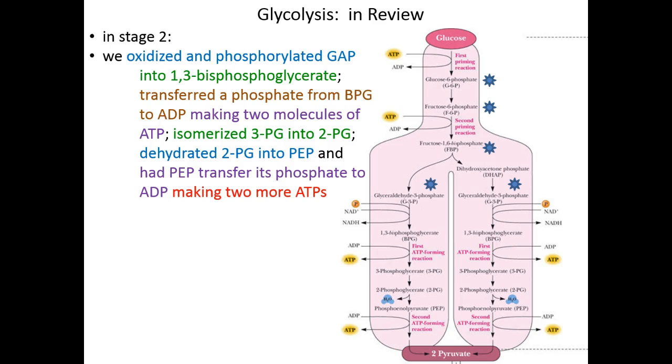We then engage in what we are perfectly content to call an isomerization reaction, actually a mutase reaction, where we move that phosphate group from carbon 3 to carbon 2, creating 2PG, and then via a dehydration reaction, we convert 2-phosphoglycerate into phosphoenol pyruvate. PEP, or phosphoenol pyruvate, also has a high phosphate transfer potential. It loses its last phosphate to ADP, making 2 molecules of ATP, our net gain of 2 molecules of ATP, in fact, and what we are left with is 2 pyruvates.